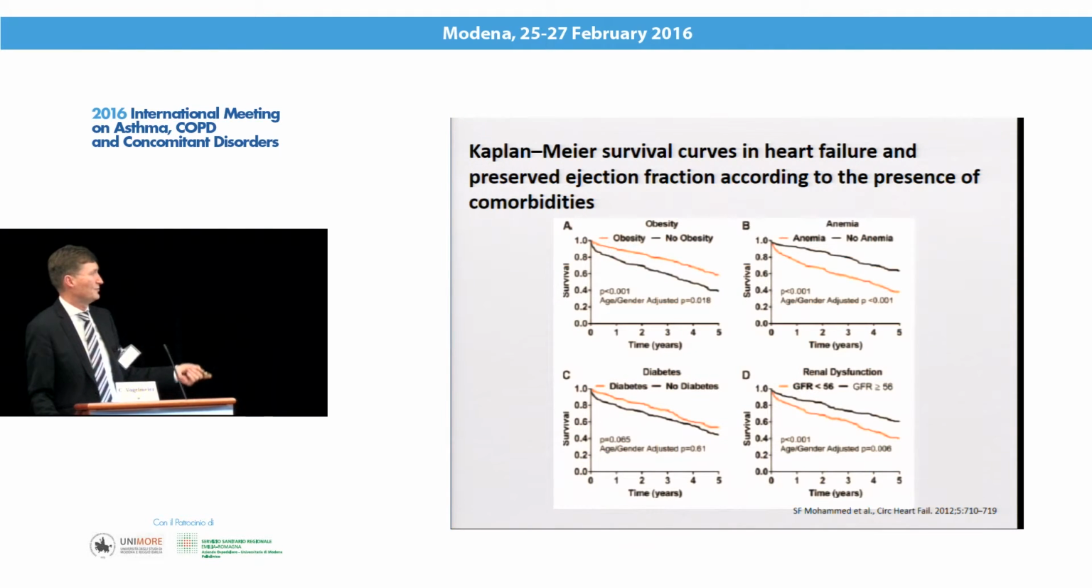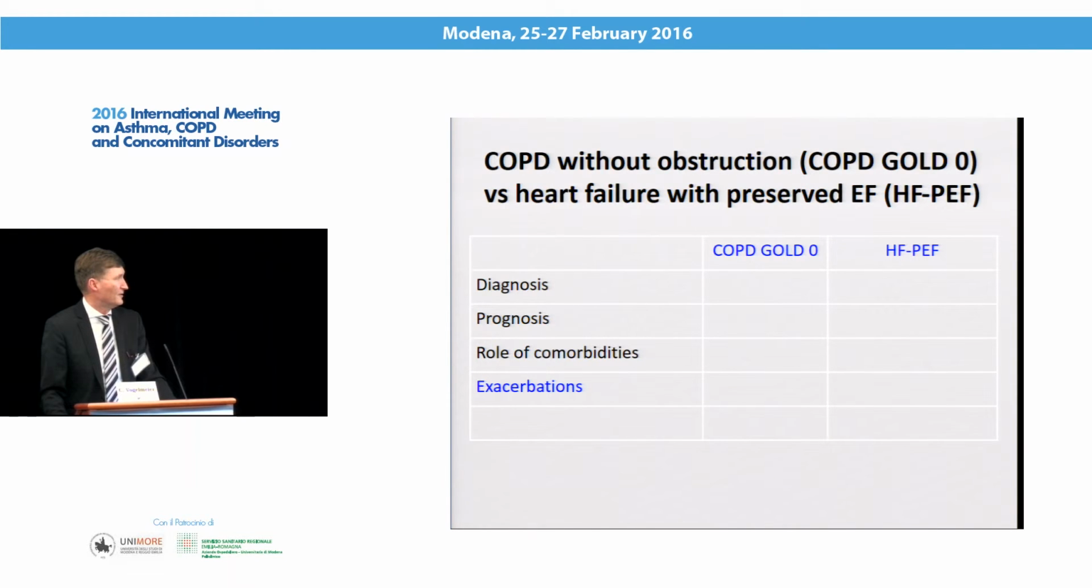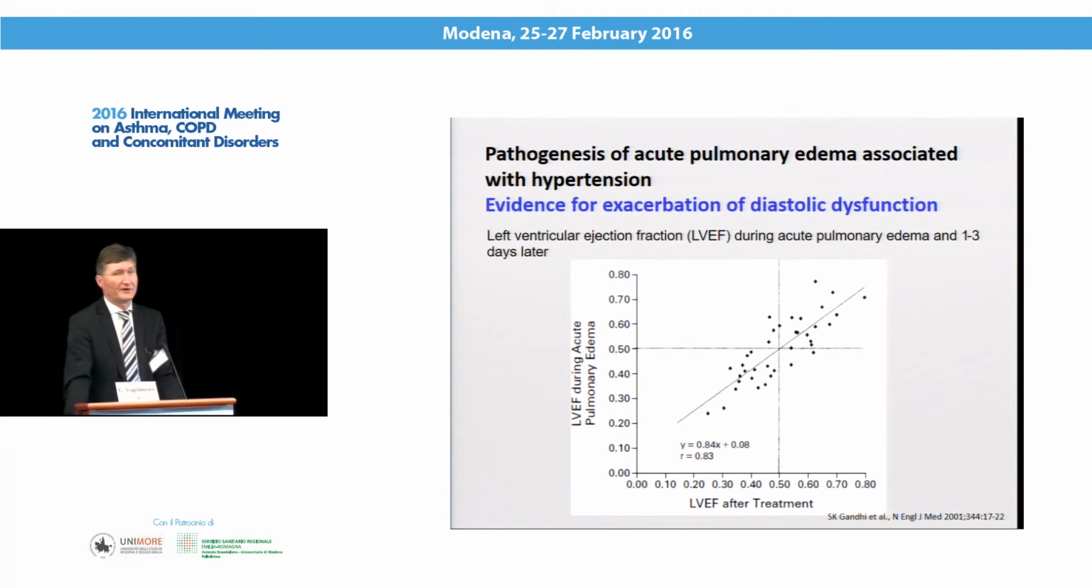What is counterintuitive is that diabetes doesn't play a role here regarding prognosis, and the same is true for renal dysfunction. Patients with renal dysfunction, here, the survival was worse than for patients that had a preserved glomerular filtration rate. What about exacerbations? We don't know anything about exacerbations in the group that Jerry presented to you. At least I'm not aware of any data. Whereas we know quite a lot about exacerbations in patients with diastolic heart failure.